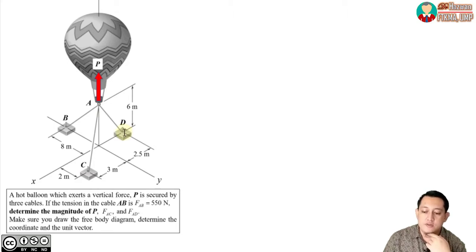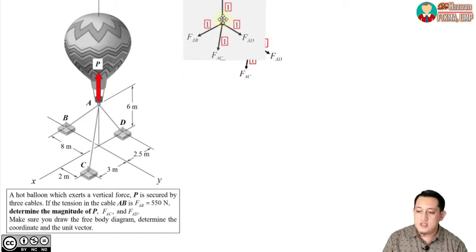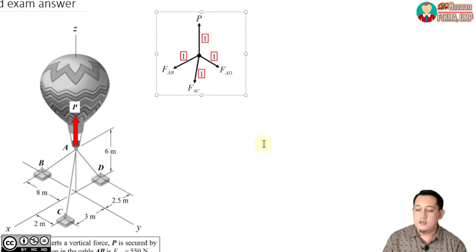Make sure you draw the free body diagram, determine the coordinates and the unit vector. Clearly stated, you need to have everything: free body diagram, coordinates, unit vector. So, let's look at the free body diagram. Very simple. You just change the cable to an arrow. That's it. And then you label the forces: F_AB, F_AC, F_AD, and P. So this is the free body diagram.